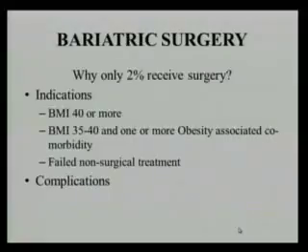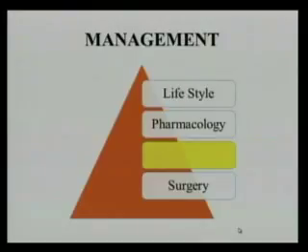Strict indication is one of the problems facing insurance companies in covering bariatric surgery. They recommend a BMI of 40 or more, or a BMI of 35 to 40 with one obesity-associated comorbidity or failed non-surgical treatment. And in addition to strict indication, complication is one of the problems driving patients away from having surgery. So how can we fill this gap?